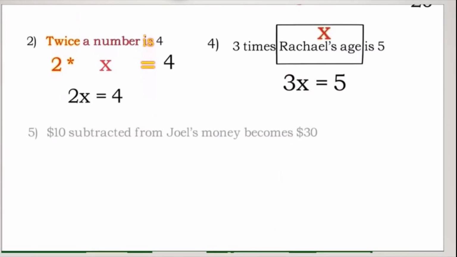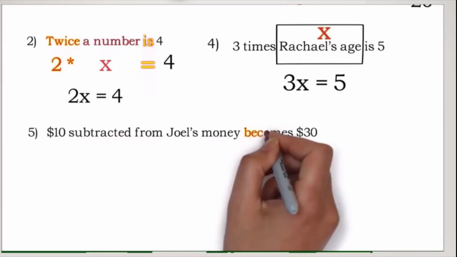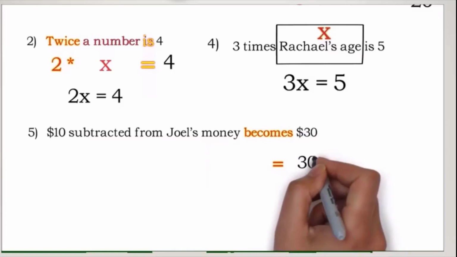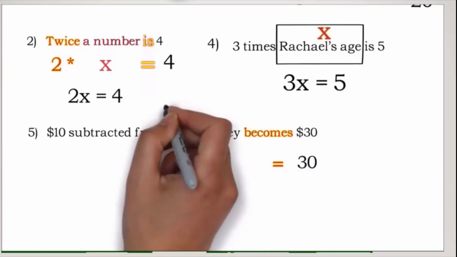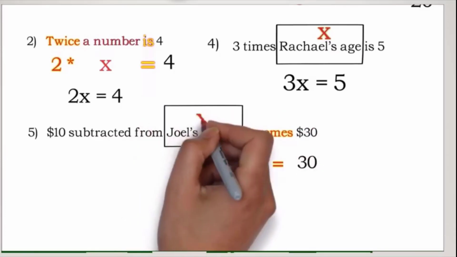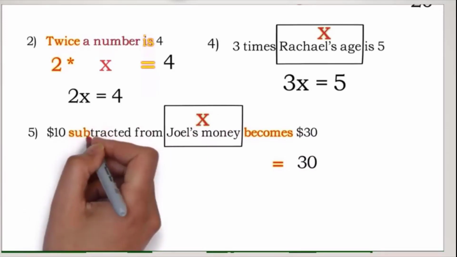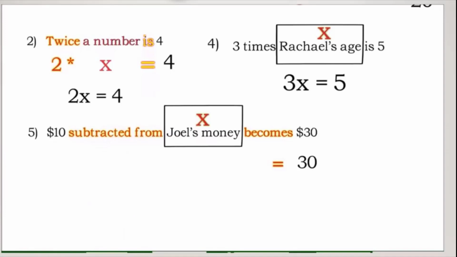If we have $10 subtracted from Joel's money becomes $30. Here we have becomes. We know that means equals. So we have equals 30. Next, Joel's money is our unknown, so we represent it by X. Remember, we learned in the previous video that when you have subtracted from, you will write the second thing first. So 10 subtracted from Joel's money is X minus 10.